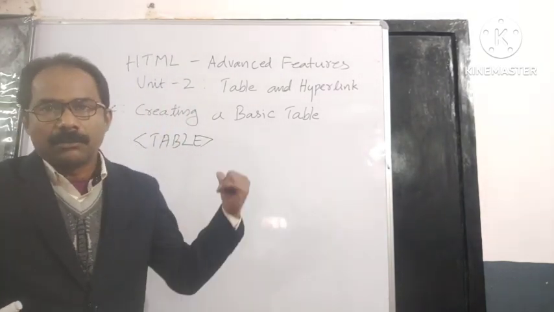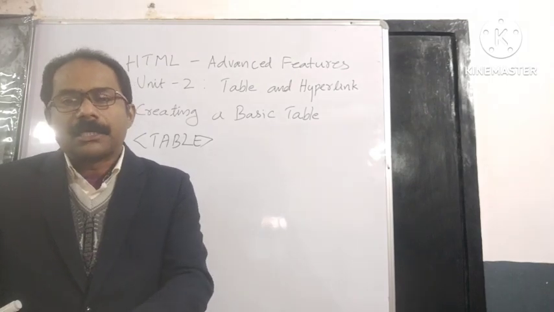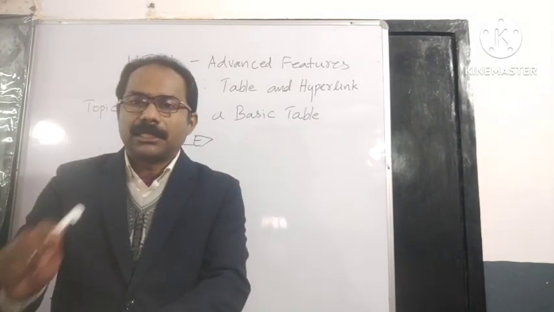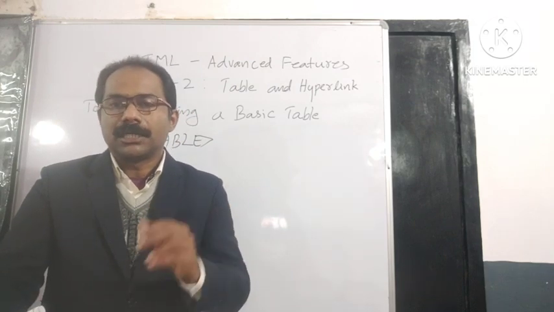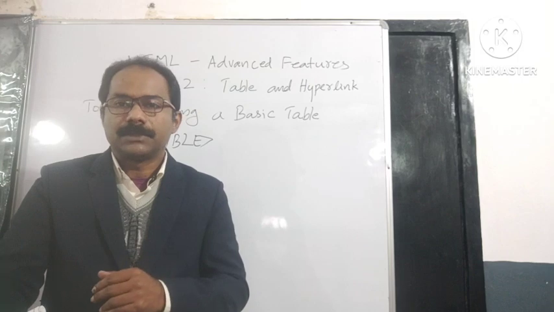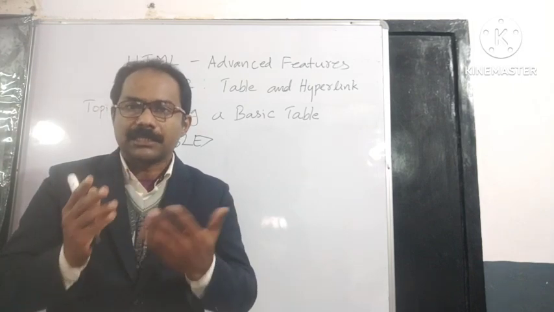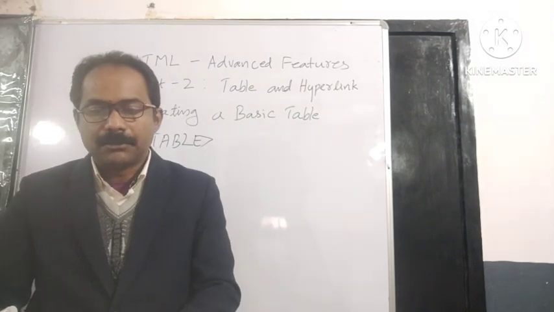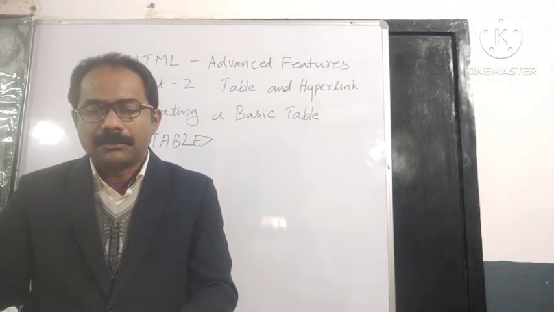So first we have to write the table tag, and after that we have to create the row. When we write the table tag, we will not yet create a table. We have to specify the rows, and in each row how many cells are there, that also we have to specify. For that we have to use some other tags that we are going to discuss here. See page number 143, creating a basic table.